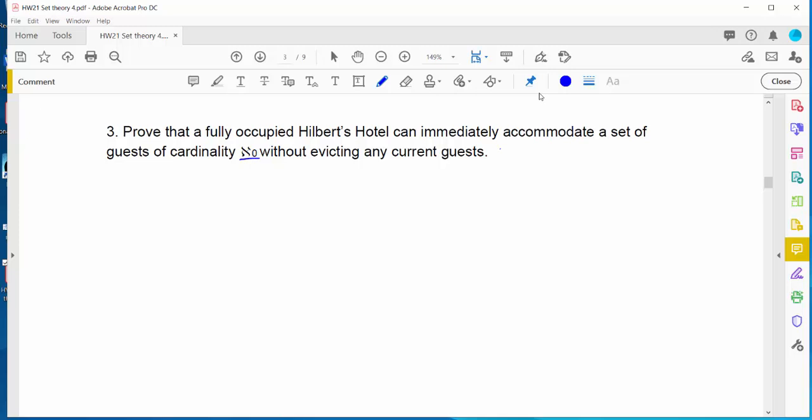And you do that by just defining a function, and the function for that particular one is just f of x equals x plus 1, right? So what that does is it takes the occupant in the first room and just moves him to room 2, occupant in room 2 to room 3, and that creates one extra space, namely the very first room. So now you're asked to do something similar, but this isn't the function that's going to do it. This only creates one space.